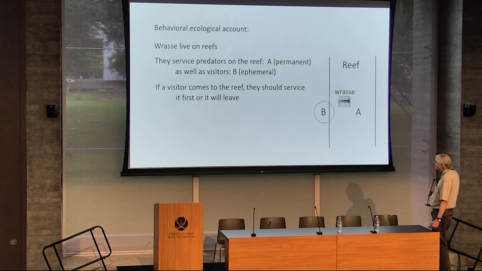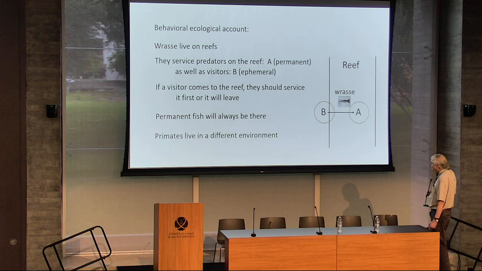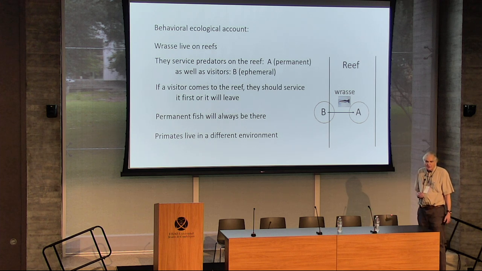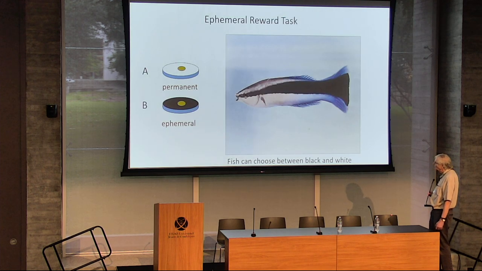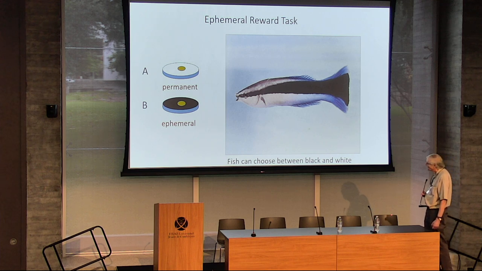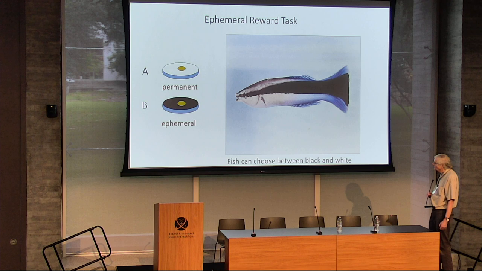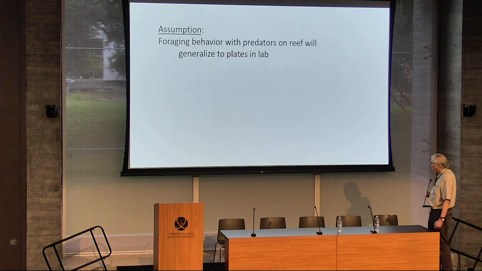So this is just what I just said, and it just involves these two. And his argument about the primates was that they live in a different environment. They live in an environment that's nothing like this, and so it doesn't trigger the same kind of behavior. So it seems like a very nice resolution of the problem. So you think about the A as being permanent and the B as being ephemeral, which is where the name comes from. And so you need to go to the ephemeral first because the permanent will be there as well.